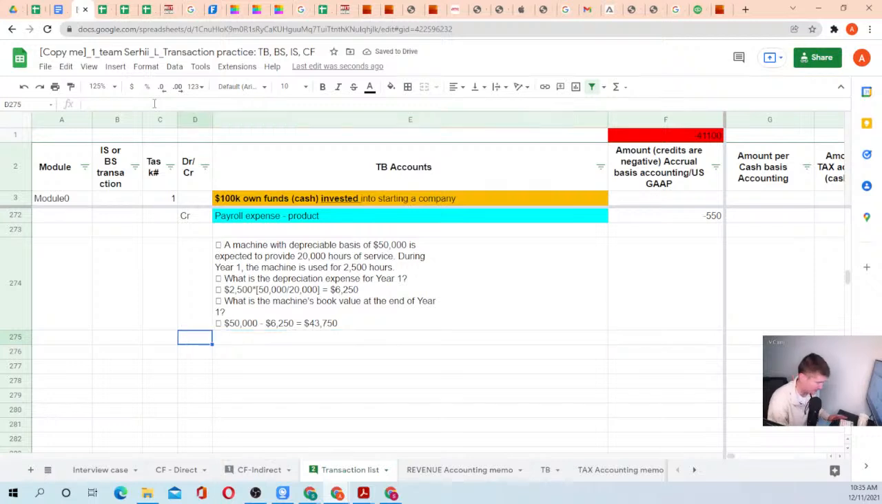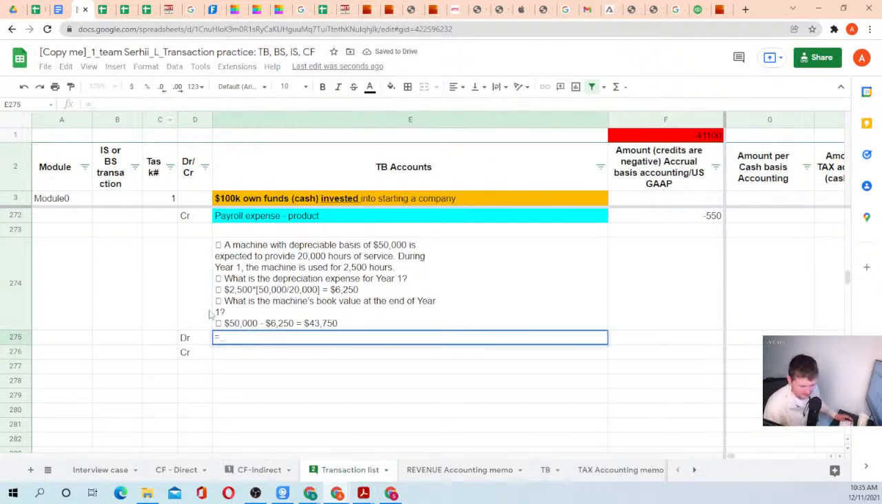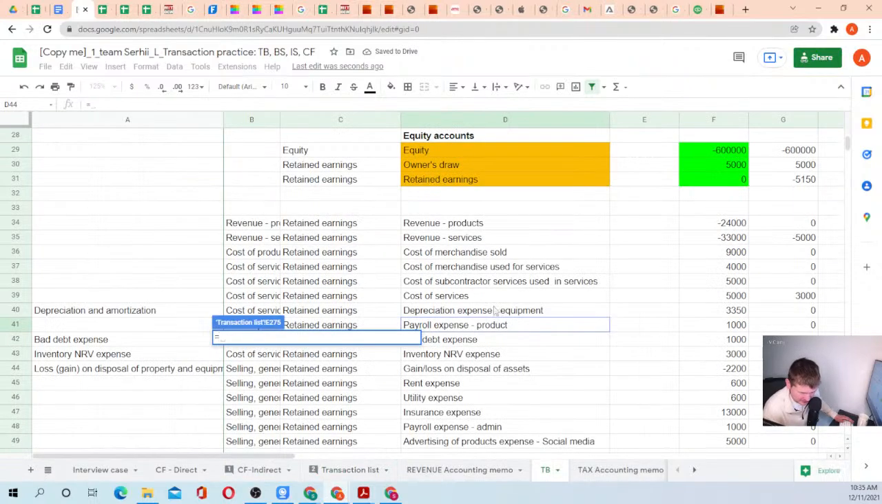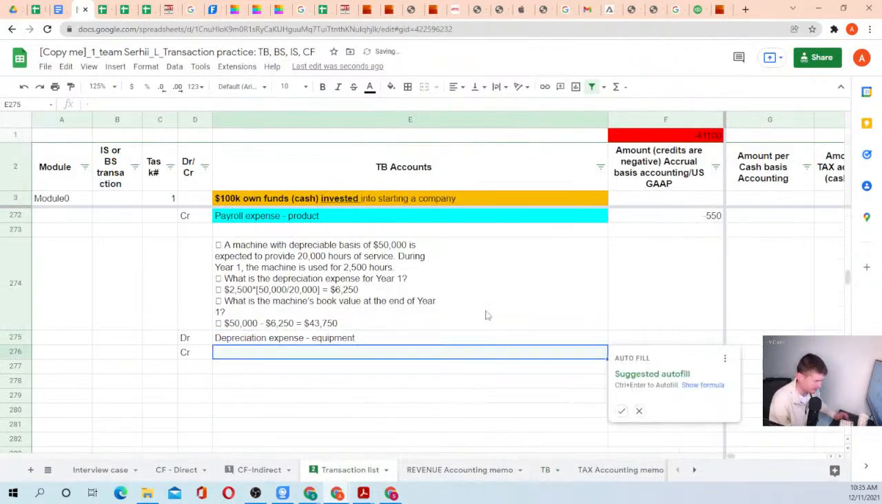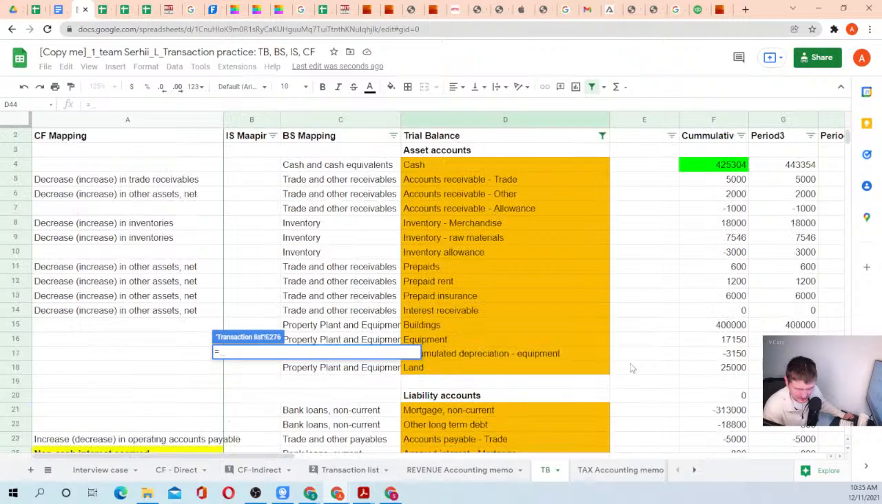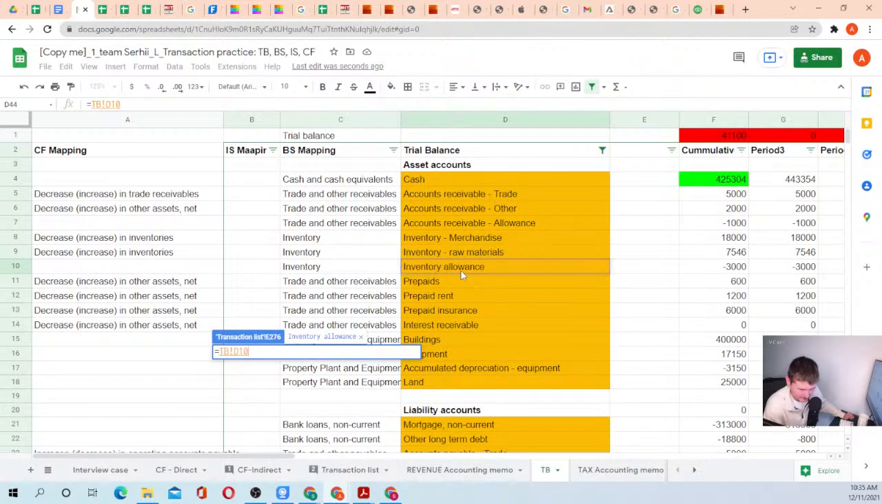Okay. So how do we enter depreciation? Debit, credit. Let's see what depreciation account: depreciation expense, equipment, and then credit will go to accumulated depreciation, equipment.